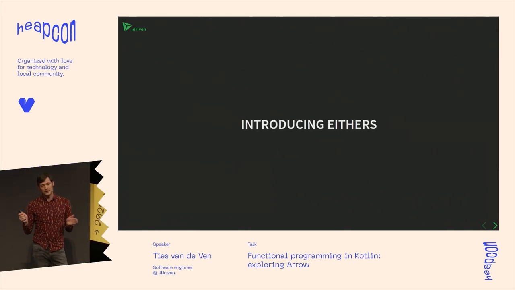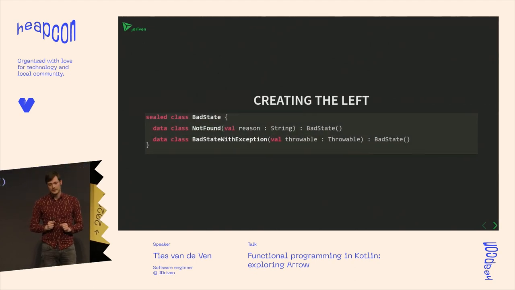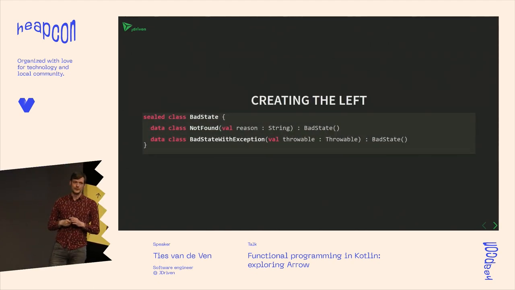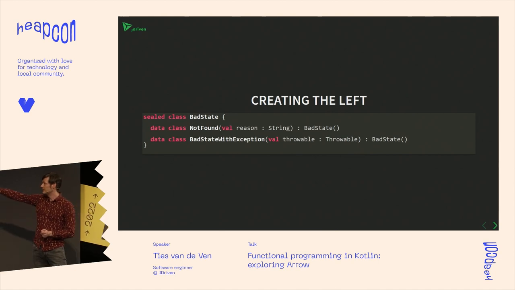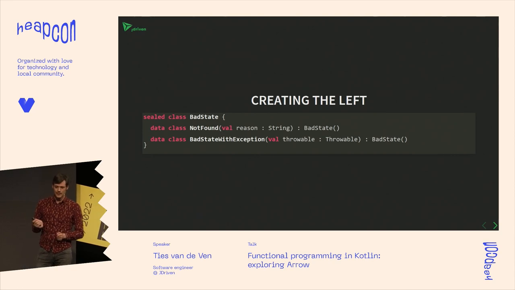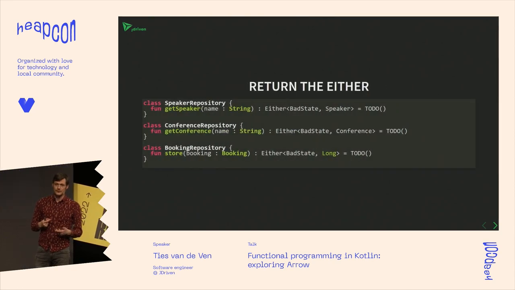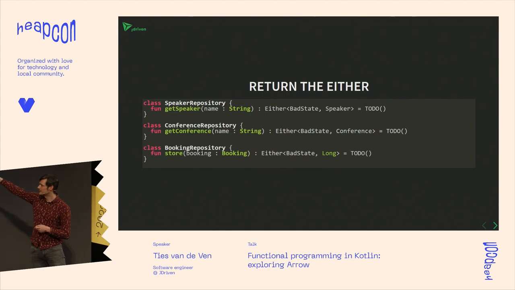Well, when we build the Eithers, I first always like to make the left side of the Either. And for that, I also like to use a sealed class, which in our case we call BadState. And that contains our domain errors. So we have a NotFound domain error, and we have basically a catch-all domain error that still has the exception. Now we can refactor our repositories to return Eithers instead.